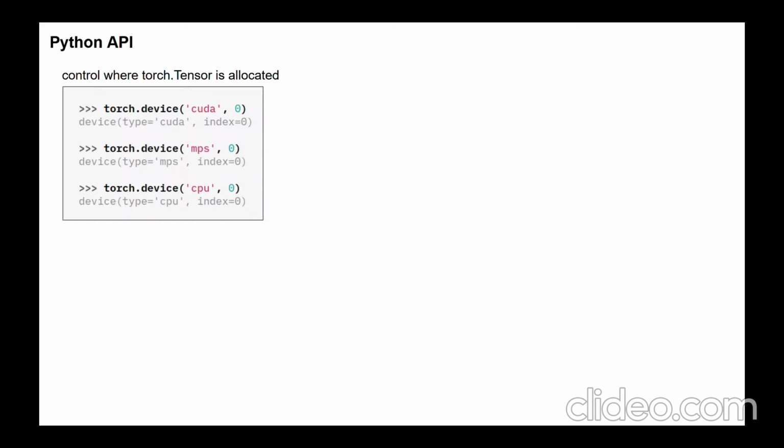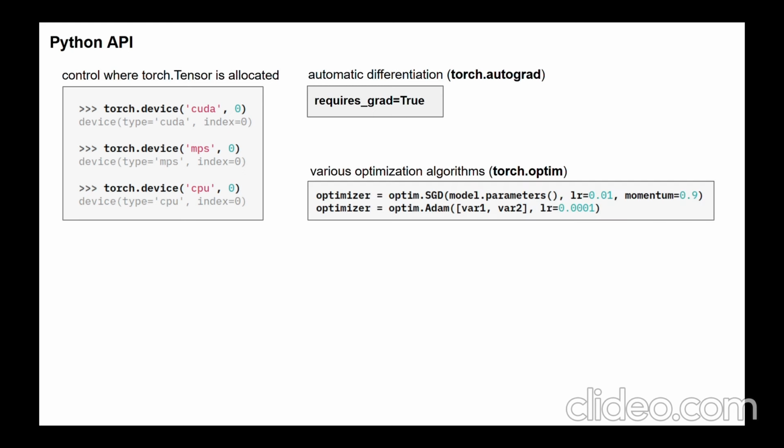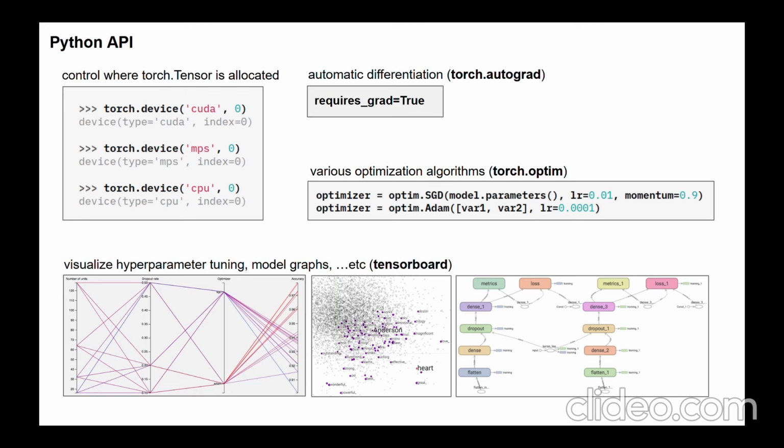Let's look at the core modules that PyTorch provides. Firstly, you can control where your tensors are allocated, on a CPU or GPU, which is important for performance. It handles automatic differentiation, so no need to manually derive gradients. It gives you access to a wide range of optimization algorithms like SGD, Adam, and more. You can even use TensorBoard to visualize the training progress, model graphs, and hyperparameter tuning.